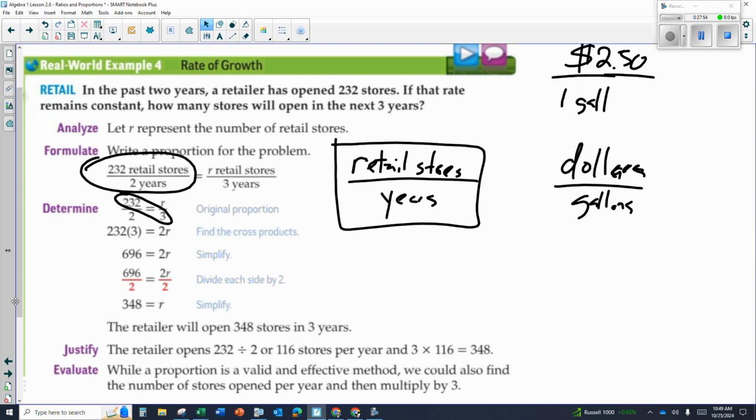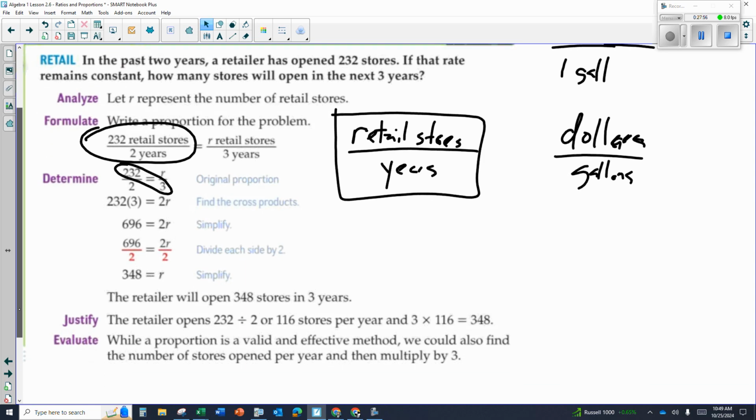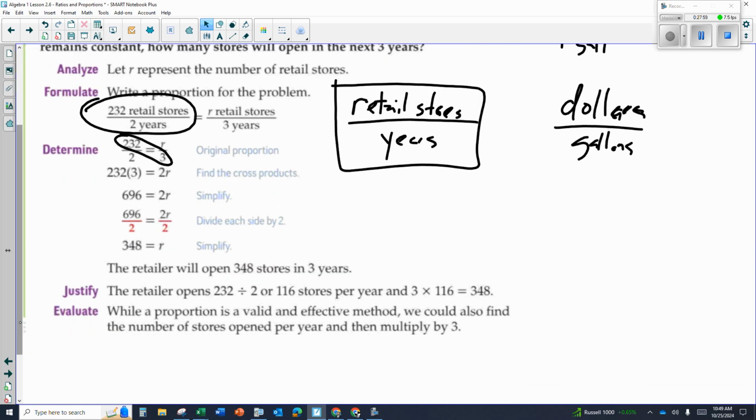2 times R, divide both sides by 2, and in 3 years, you would expect 348 stores to open. So even though 348 equals R, the answer to the question would be the retailer would open 348 stores in 3 years.